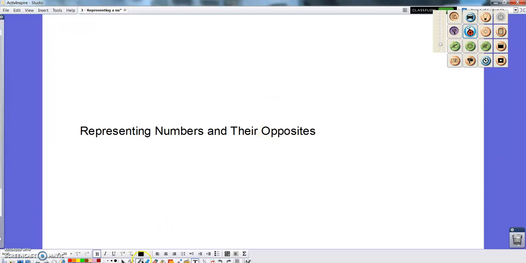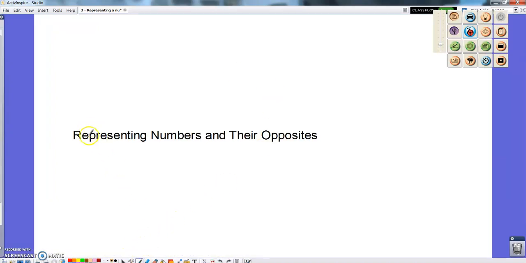Advanced Math. We're going to work today on representing numbers and their opposites. What's the opposite of a number? So go ahead and write this as the title for your next page in your math notebook. When you have done that, close it up, unpause, and concentrate with me.